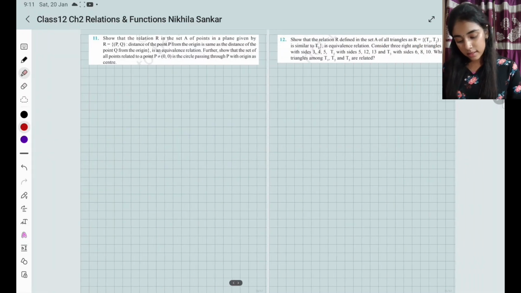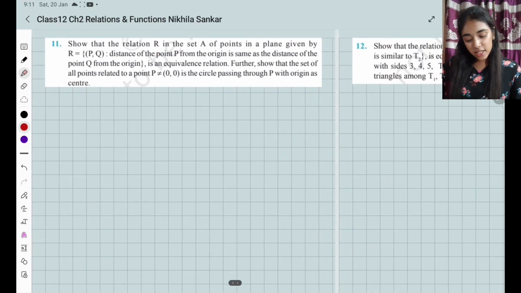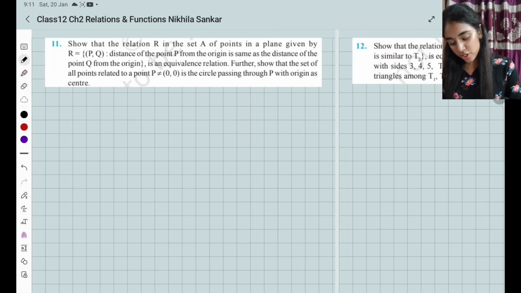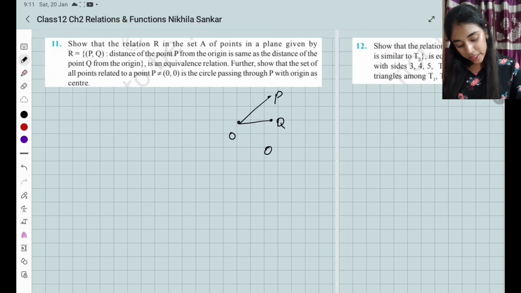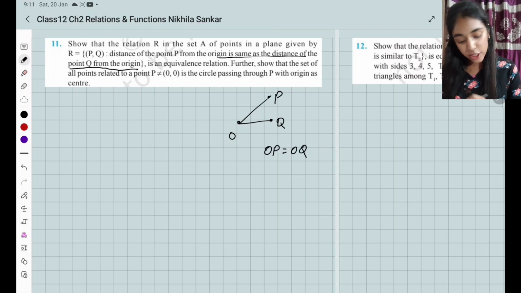Okay. Question number 11. Show that the relation R in the set A of points in a plane given by PQ, the distance of point P from the origin, அப்படின்னா என்ன அர்த்தம்? இப்போ இங்க origin இருக்கு. Originல இருந்து point P and point Q. So it is given that OP equals OQ. Correct? Distance of point P from the origin is the same as the distance of point Q from the origin is an equivalence relation. அப்படின்னா என்ன அர்த்தம்?